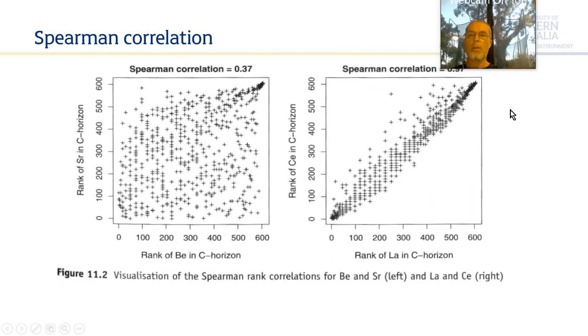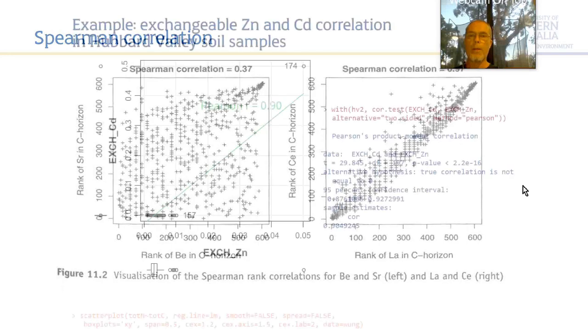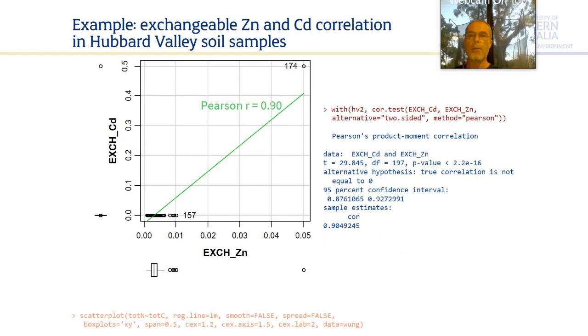Spearman correlation, though, on the other hand, depends on ranks, so it doesn't depend at all on whether the data are transformed or not. You can try this in our exercise later. And so we'll deal with that in the second half of this video.